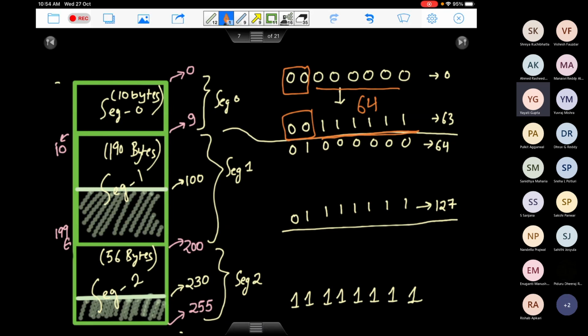Same holds for every other segment, right? Each segment goes from this address to this address. So next 64 bytes for the next segment, next 64 bytes for the next segment. Now, what problem do we have? If you look at segment 0, it requires only 10 bytes, and if we use first two bits for segment number, it will end up taking 64 bytes. Well, that is fine. We'll see why it is fine.